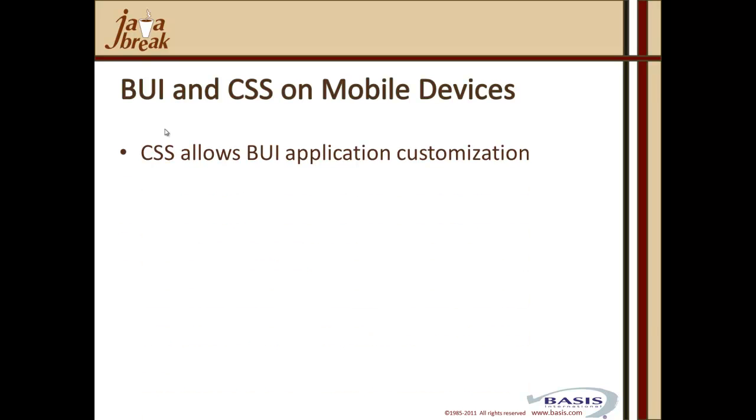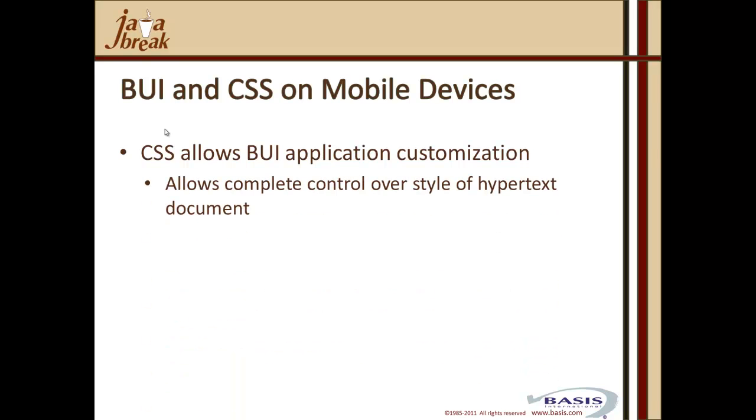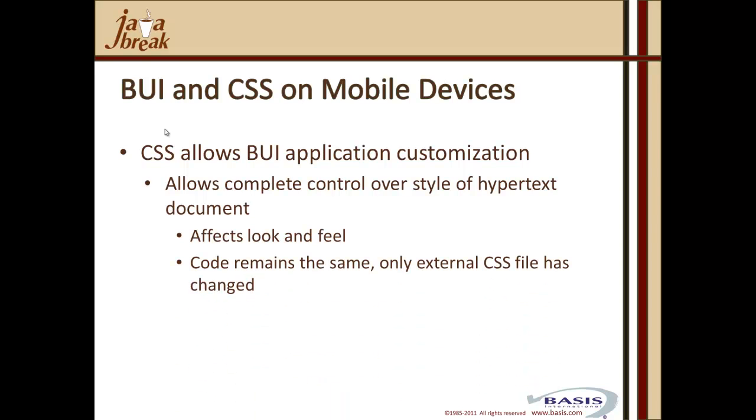Let's talk a little bit more about what CSS brings to the equation. It really allows your GUI application to be customized in terms of look and feel in a very dramatic fashion. It allows complete control over the style of the hypertext document that's formatted on the device, on the browser. It affects the look and feel. Code, of course, remains the same. Your same BBJ code that you've written continues to function as it did before, but the external CSS file changes the appearance of the application. And I'll show you an example of that in a minute.